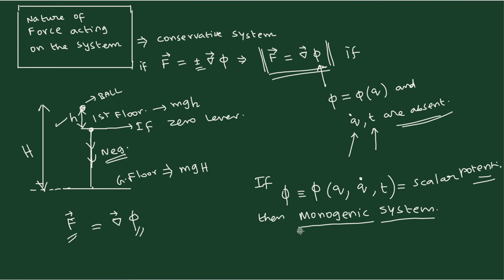So for the time being, the discussion is on the definition of the monogenic system. Monogenic system means forces are derivable from scalar potential. So maybe we will write this particular word: forces are derivable from scalar potential.